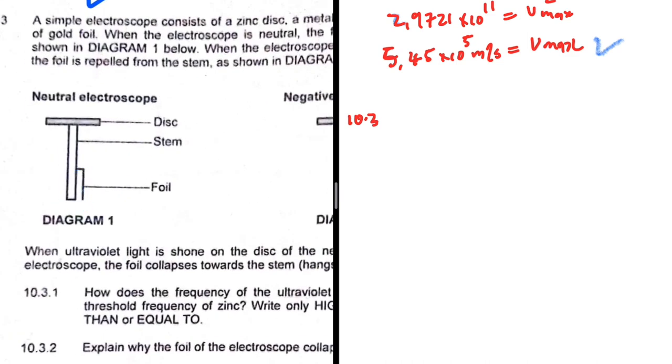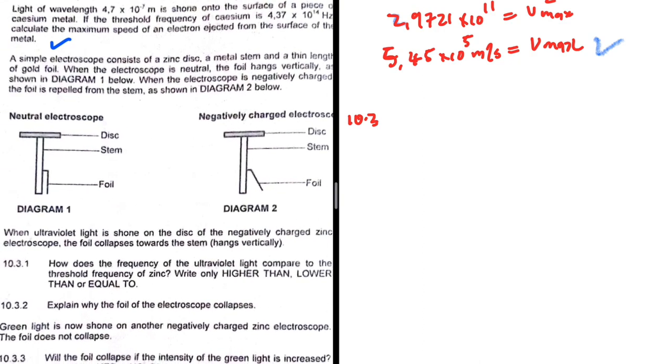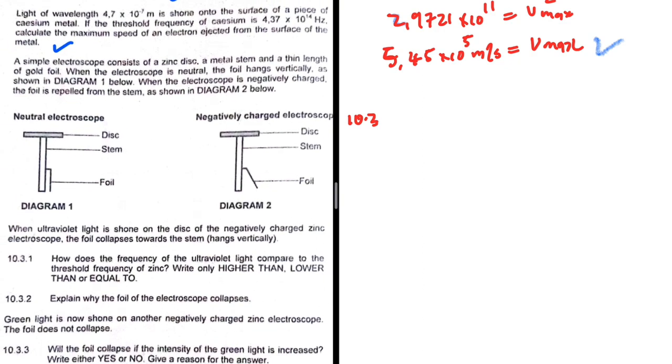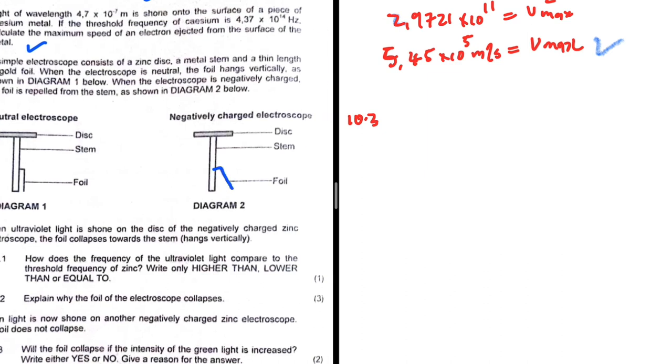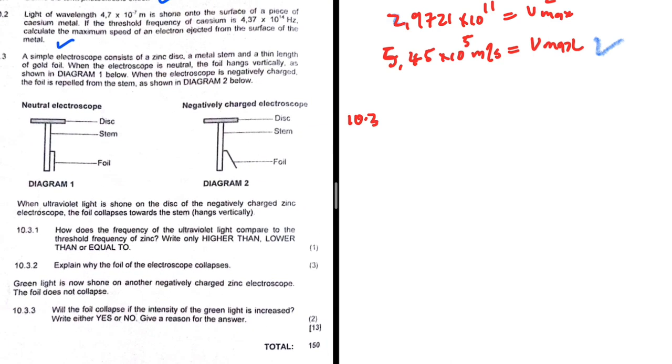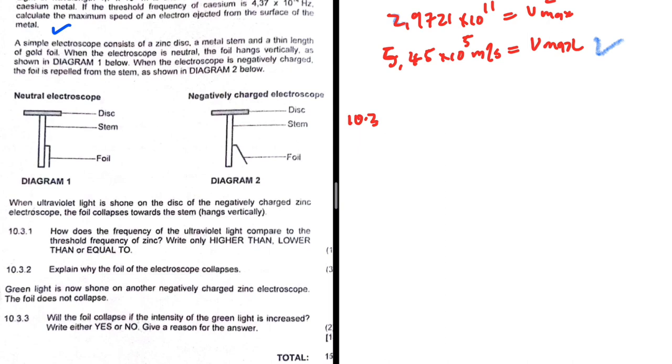When the electroscope is negatively charged, the foil is repelled from the stem, as shown in diagram 2. So when it is negatively charged, it gets repelled a bit. When ultraviolet light is shone on the disc of the negatively charged zinc electroscope, the foil collapses towards the stem and hangs vertically. We're going to talk about why that is so in a bit.